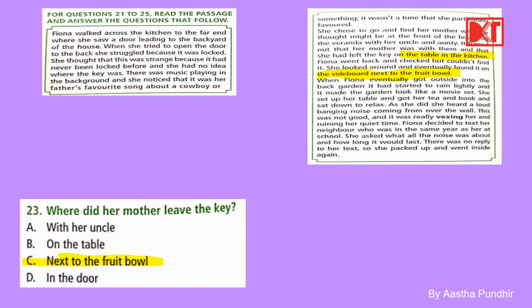If you haven't read the passage carefully, you might choose option B, but that will be incorrect. Because according to the mother, she had left it on the table. And when Fiona searched, she saw where it was? Sideboard next to the fruit bowl. Alright, so the answer is C.